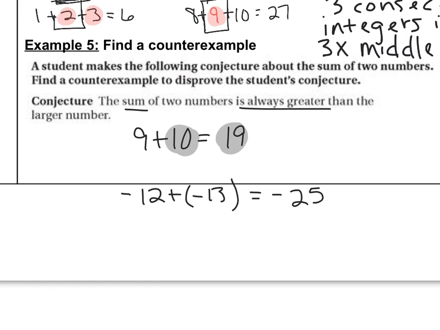And let's just revisit the conjecture here. The sum of any 2 numbers is always greater than the larger number. Is this greater than this? Now think back to negatives. When we're dealing with negatives, our ideas are kind of flipped. So negative 25 is actually smaller than negative 13. Or in this case, actually our greatest number is negative 12, but negative 25 is still smaller than that. So therefore, we have just disproved that conjecture. And so we found a counterexample, and we have proved that it is false.